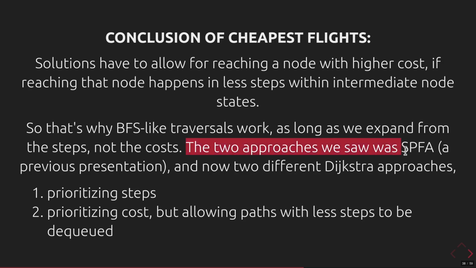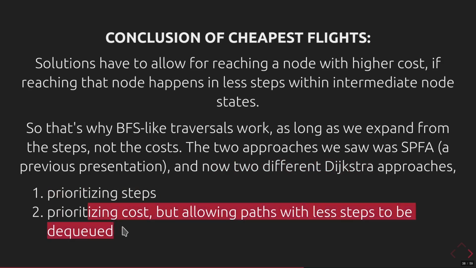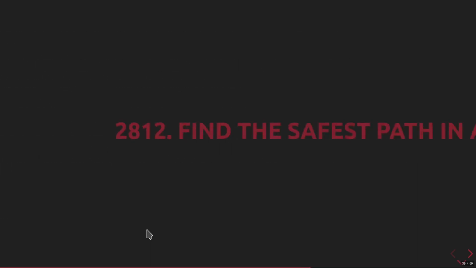So we've seen two approaches. We saw SPFA in a previous presentation, and now we've seen two approaches using Dijkstra. Okay? In Dijkstra, one thing we could have done was prioritizing steps. This looks a lot like SPFA. And another one is to prioritize cost, but you allow paths with fewer steps to be dequeued as well and explored.